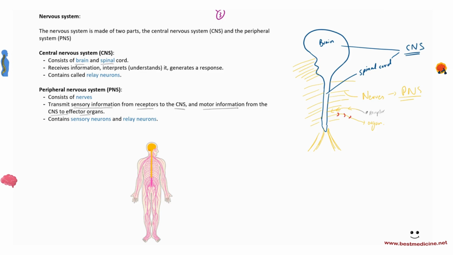Now, before going into the detailed structures of the nervous system, we need to understand the different kinds of cells that make up the nervous system. And the cells of the nervous system are called neurons, right? Nerve cells are called neurons.